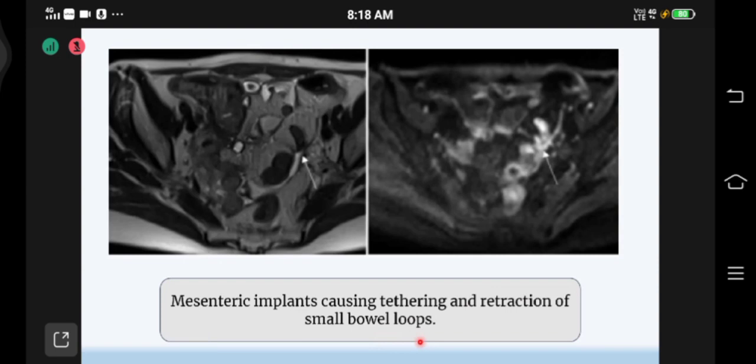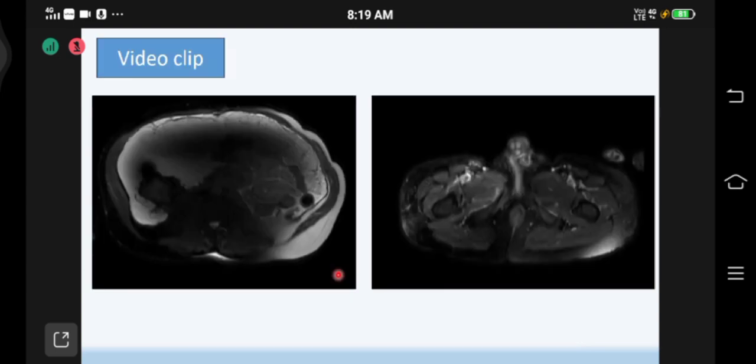All this can also be nicely seen. So this is the T2 weighted sequence, and this is the diffusion weighted sequence where you can see that irregular stellate appearance. And this is a mass-like appearance of the deposit. So these are the variegated appearances that you can come across. And these are just the video clips.